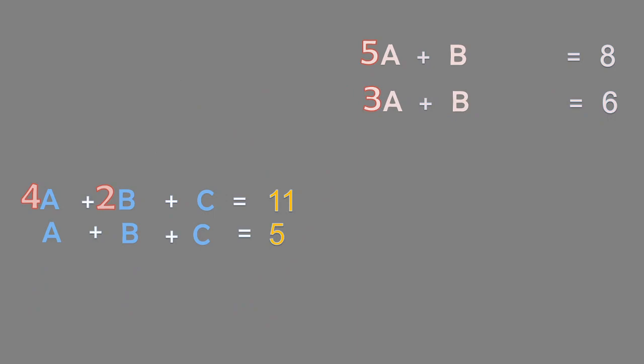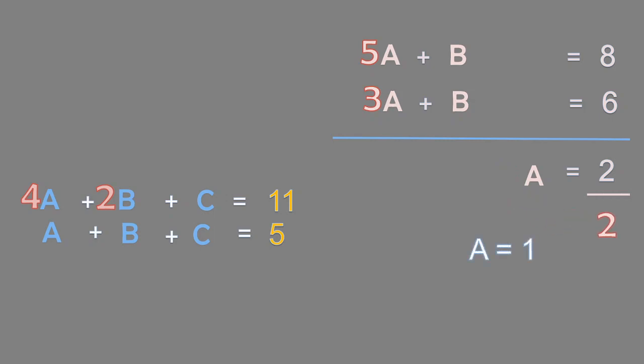Now let me subtract these two equations. When I subtract these two, I will get 5a minus 3a, that is 2a, plus b minus b, that is 0, is equal to 8 minus 6, that is 2. Okay, so I got an equation with only one constant, 2a is equal to 2. So let me find the value of a. a is 2 by 2, and that is a is equal to 1.